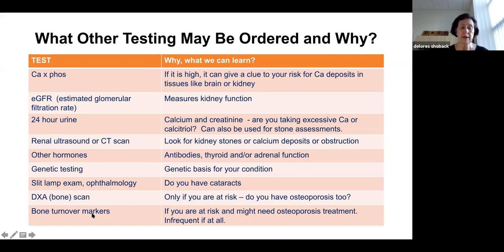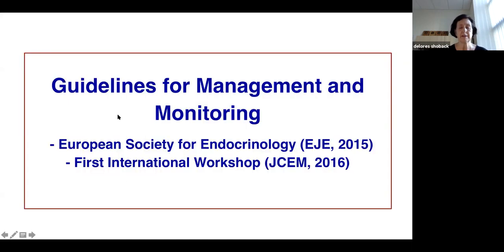And then some of the lectures are going to talk about bone turnover markers. I would say those are not part of the usual testing that we do. If you're at risk and you might need treatment for osteoporosis, the doctor might want to get it, but infrequently, if ever at all. So these are just, again, demystifying some of the tests. So how frequently should all this stuff be done and measured and monitored and so forth?